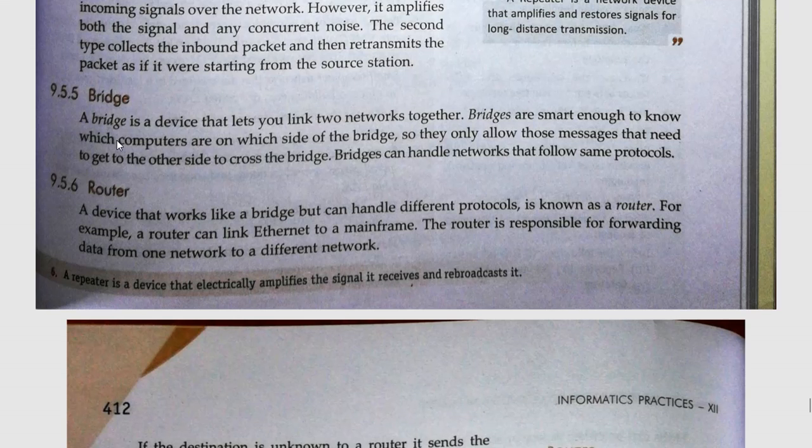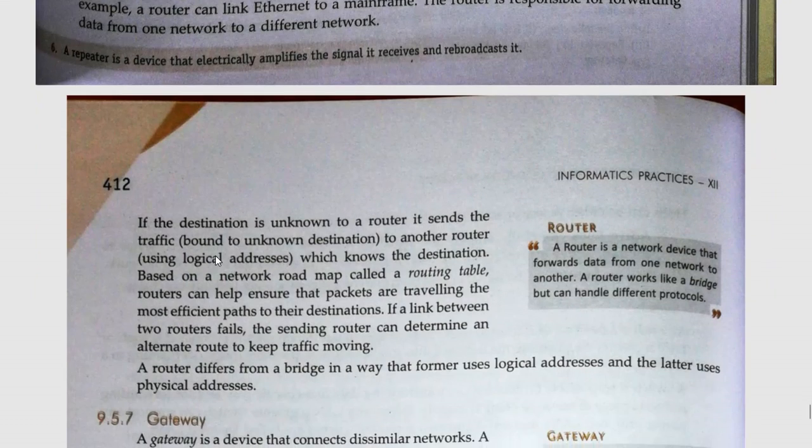Now see, bridge was doing the same thing and router is also doing the same thing, but there is a slight difference between them. Bridge is going for the physical address, and router is going for the logical address. Here you can see that a router differs from a bridge in a way that the former uses the logical address and the latter uses the physical address. So a router is a network device that forwards data from one network to another. A router works like a bridge but can handle different protocols.